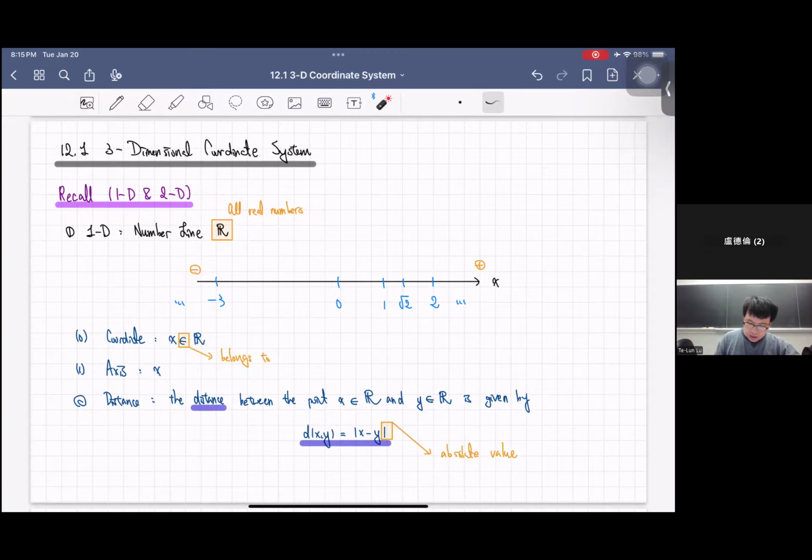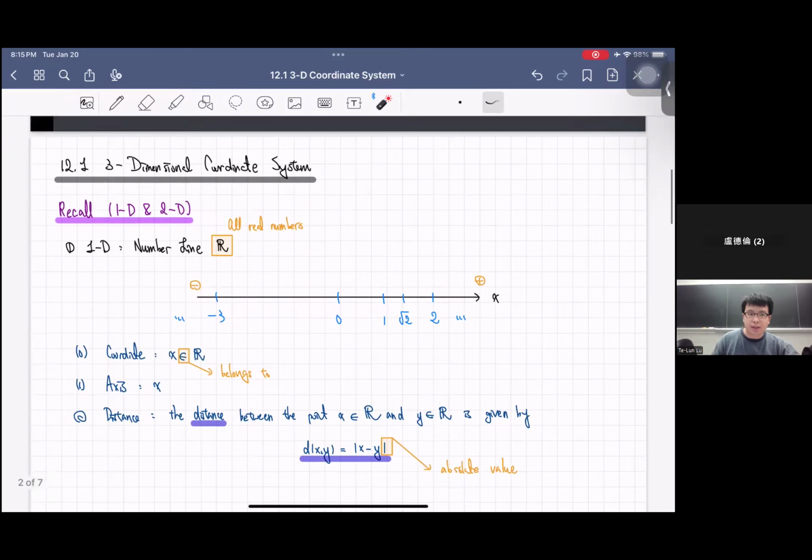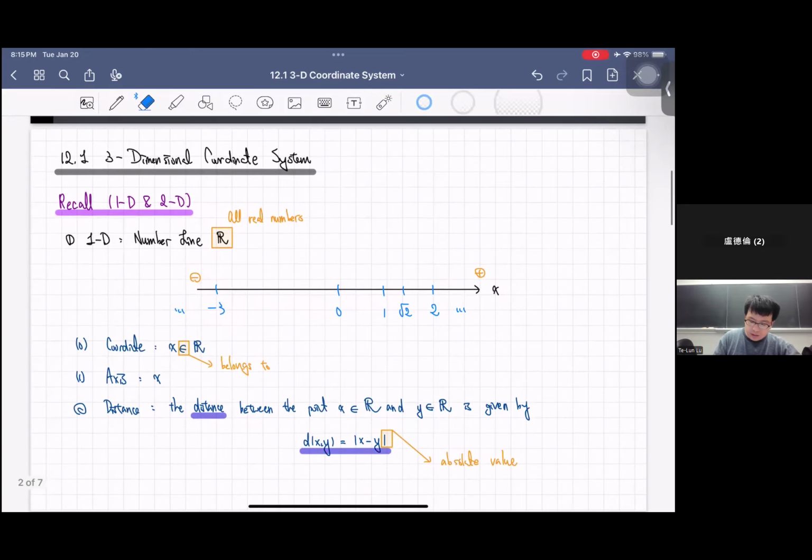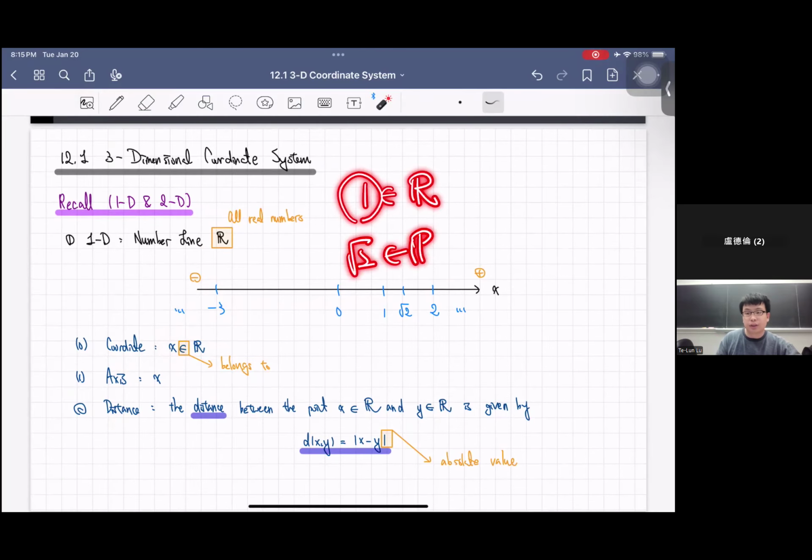And now let's start defining some notations. First of all, for a coordinate in a one-dimensional space, we denote x belongs to R. So x is just a number. For example, you can write 1 belongs to R because 1 is a number, right? You can also write root 2 belongs to R because root 2 is a number, and so on and so forth. And there's only one axis, which is this axis, right? As you might imagine, in the two-dimensional system, you'll have two axes. In the three-dimensional system, you'll have three axes, and so on and so forth.